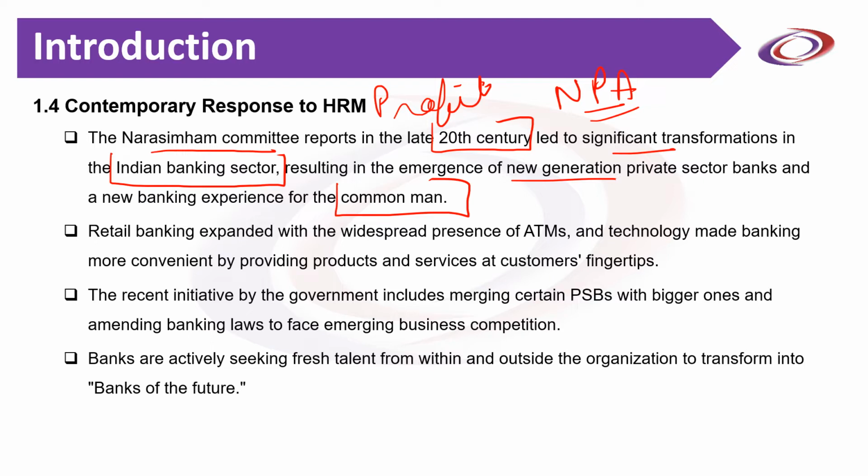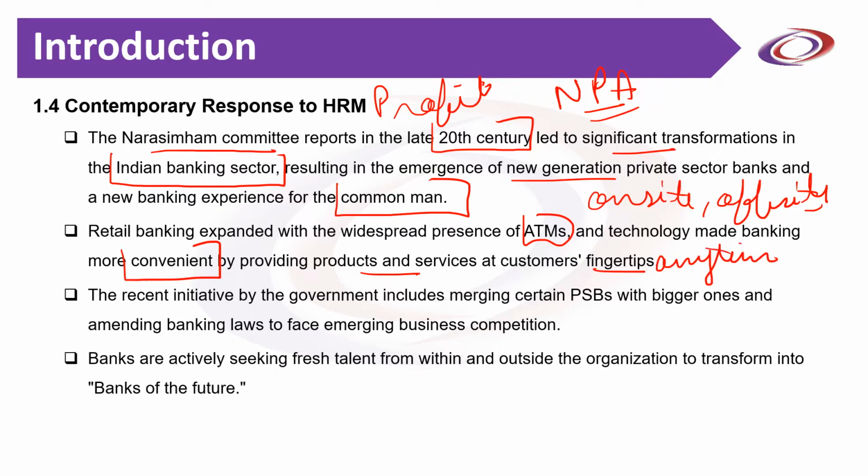For example, retail banking expanded with the widespread presence of ATMs. Now, ATMs can be found anywhere. There are on-site or off-site ATMs, brown label, white label ATMs. These are all available to make banking more convenient, and now the customers can avail the products and services at their fingertips. The new generation customers want banking anytime, anywhere. So to provide that, these recommendations were given.